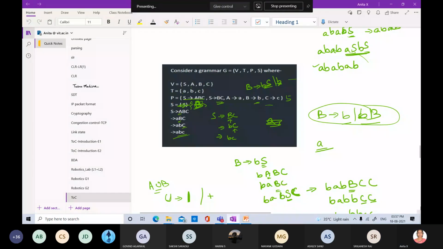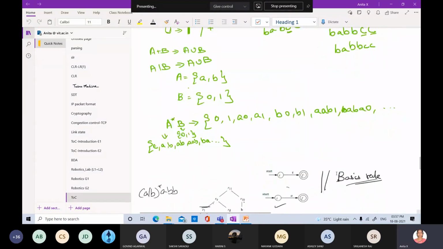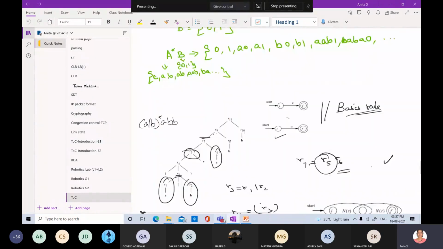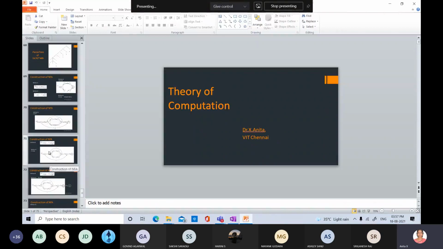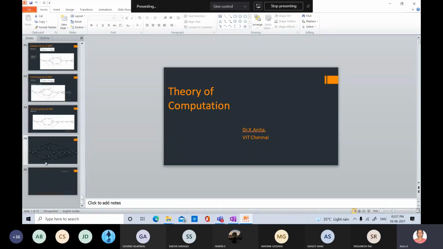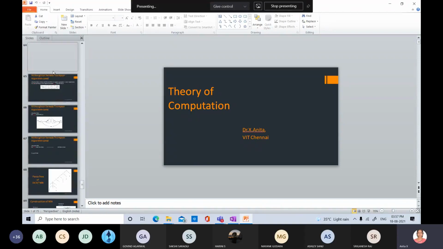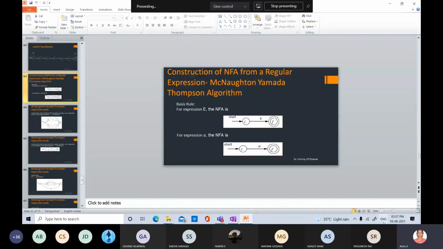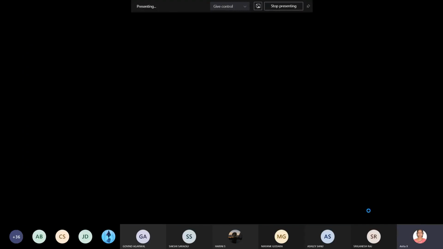Okay. The last class, hope you have completed constructing the NFA from the given regular expression, right? So in the last class we have discussed how to construct the NFA from the regular expression using McNaughton Yamada function. Okay, so we discussed the basis rule and the induction rules to be followed. So from the base level of the regular expression to the higher level, we'll be dealing with.